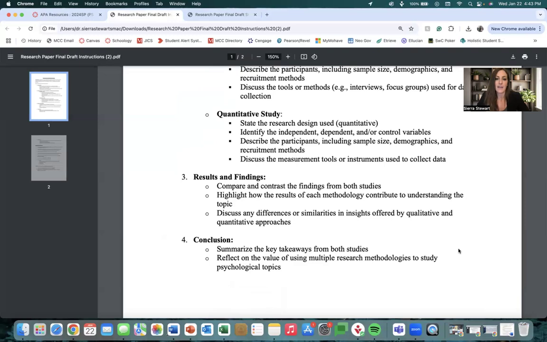And then you're going to highlight how the results of each methodology contribute to understanding the topic. So maybe there was something that they found in the qualitative study that was much different than the quantitative study, or vice versa. And you're going to say maybe one was more helpful or both of them are helpful together. If you have them just left alone, maybe it's not enough information. Whatever it is, go ahead and list that. And then you're going to discuss any differences or similarities in the insights offered by each of those different approaches, okay?